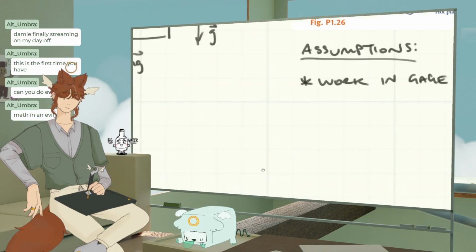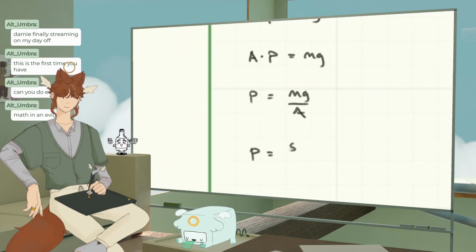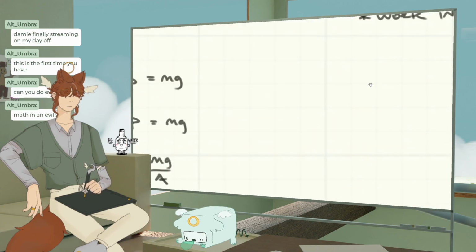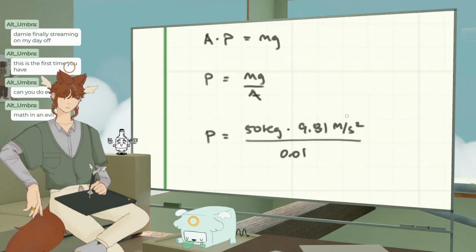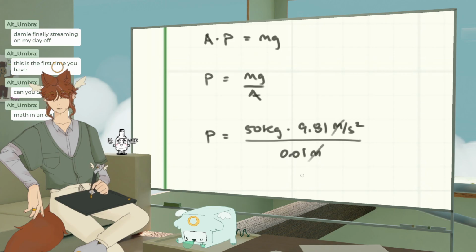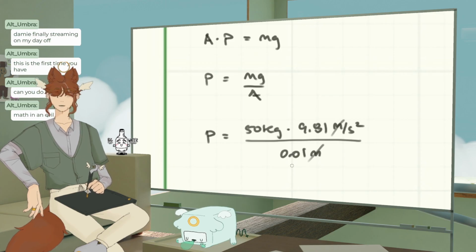So that'll be the mass of this, 50 kilograms, times 9.81 meters per second squared over, and then our area I think is also given. Yeah. 0.1 meters. Meters cancel. We're gonna get... what are we gonna get actually? Let's see, kg... kg per second squared? Yeah.